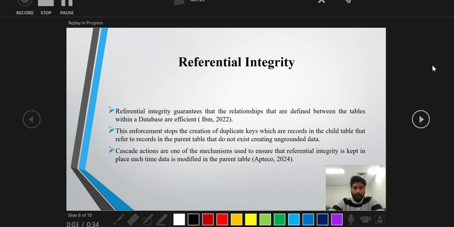Now I am covering the part on referential integrity. Referential integrity guarantees that the relationships defined between the tables within a database are consistent. This stops the creation of foreign keys in the child table that refer to records in the parent table that do not exist, creating orphaned data. Cascade actions are one of the mechanisms used to ensure that referential integrity is kept in place each time data is modified in the parent table.